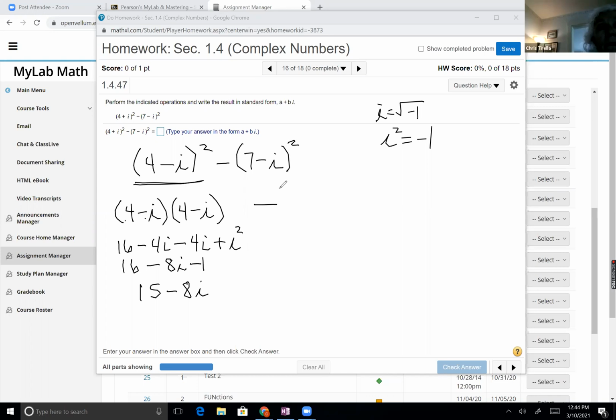Minus, now we're going to do, I have this horrible feeling that there's somebody in a waiting room that I can't see. There we go. Now we're going to do the same type of work again, but with the 7 minus i.